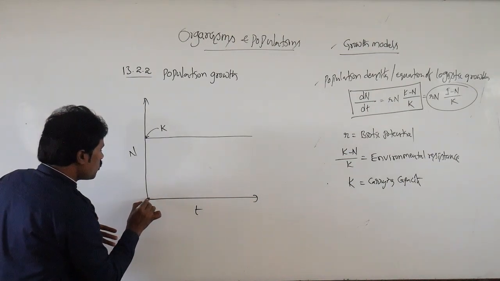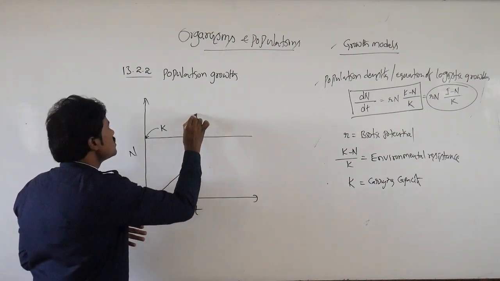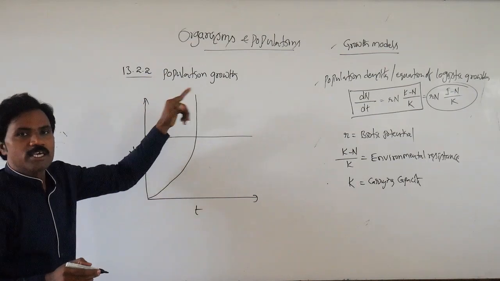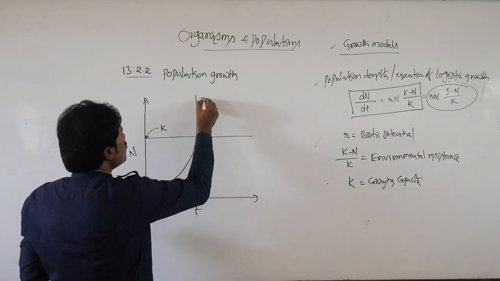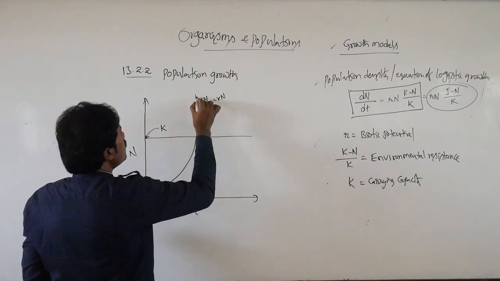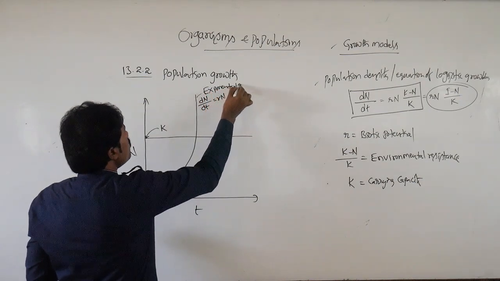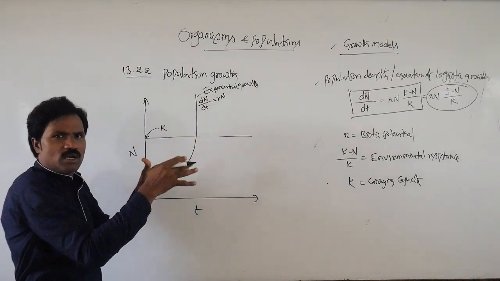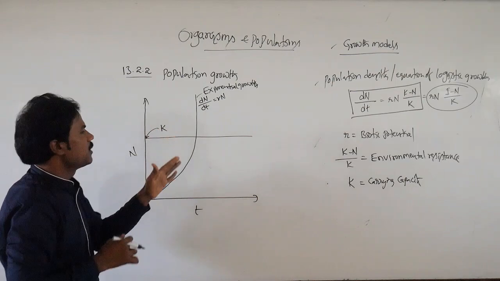Whenever, according to time, the population density increases, it represents exponential growth. This exponential growth represents dN/dt = rN. It indicates exponential growth. Graphically, very simply, exponential growth has a J shape.